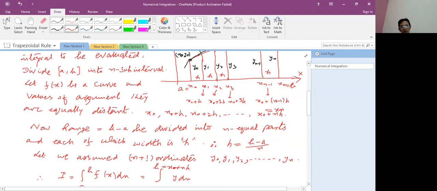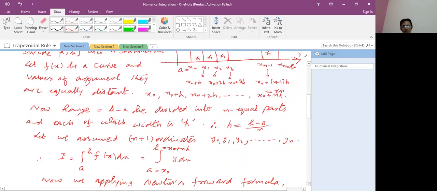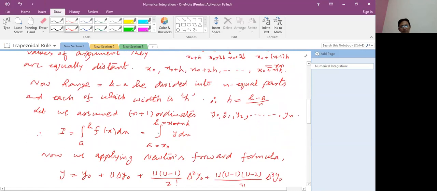Let me assume n plus 1 ordinates, that is y0, y1, y2, up to yn. These are called n plus 1 ordinates. For example, if you have 6 intervals, it means the ordinate values are 7. That is what n plus 1 ordinates means.